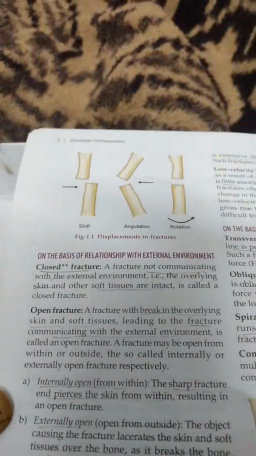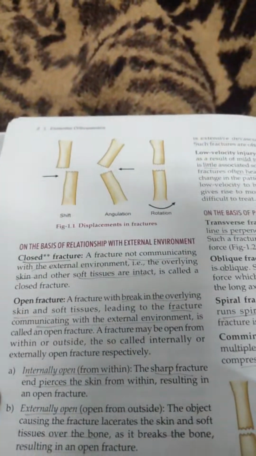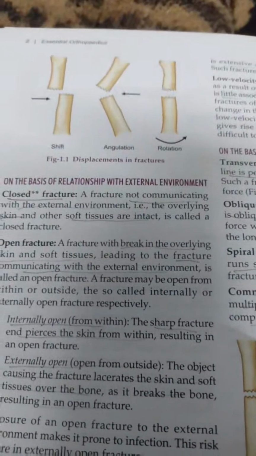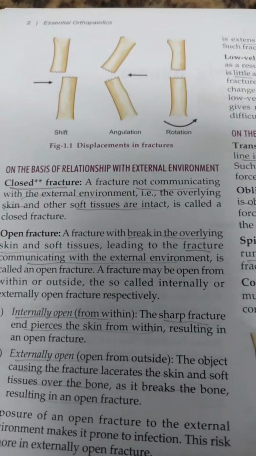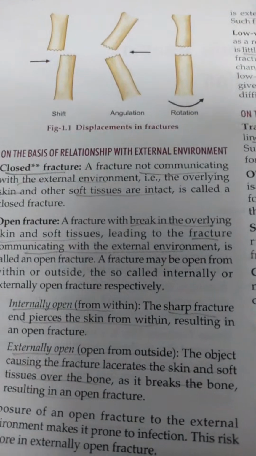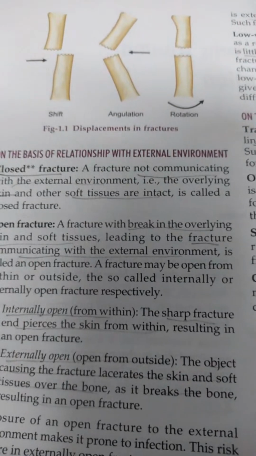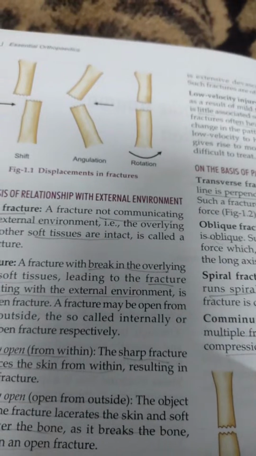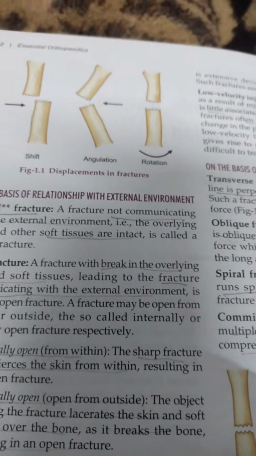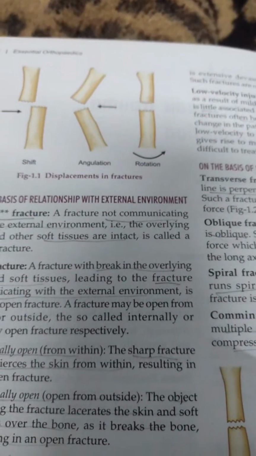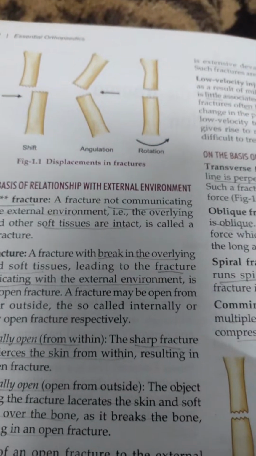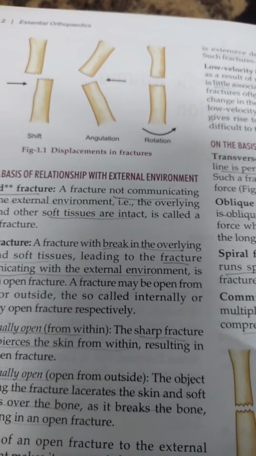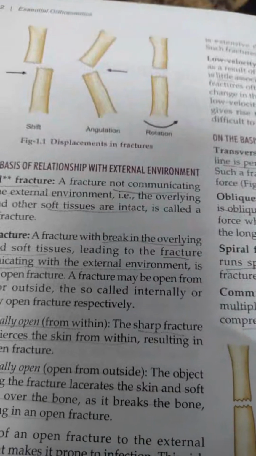On the basis of relationship with external environment, closed fracture. A fracture not communicating with the external environment, that is, the overlying skin and other soft tissues are intact, is called a closed fracture. Open fracture. A fracture with a break in the overlying skin and soft tissues leading to the fracture communicating with the external environment is called an open fracture.